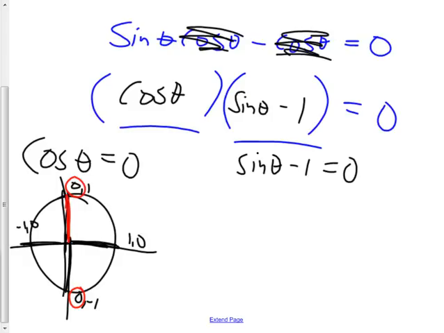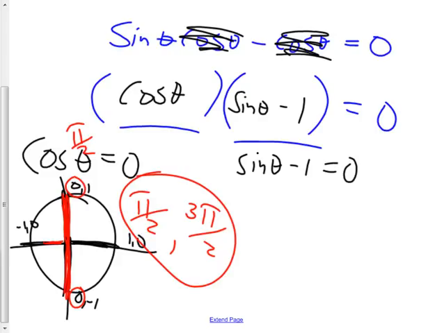This one, which is pi over 2. Cosine of pi over 2 gives you 0. And the other one, which is down here. If this is 1 pi over 2, this would be 2 pi over 2. This would be 3 pi over 2. So pi over 2 and 3 pi over 2 are the two answers for this side of the problem. Do you get that? Okay. Because they're both spots where cosine, or the x part, is equal to 0.